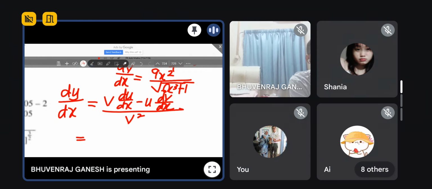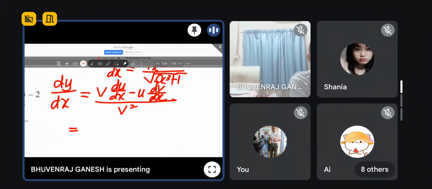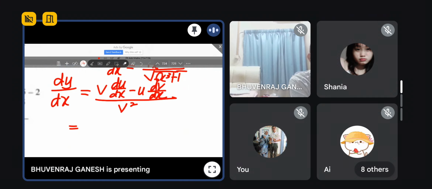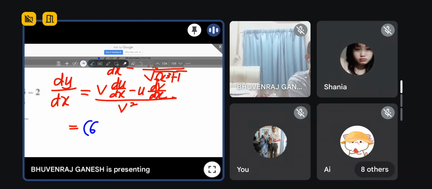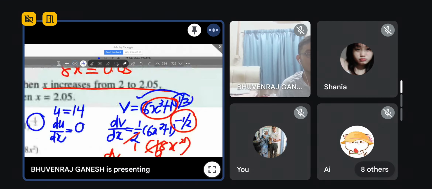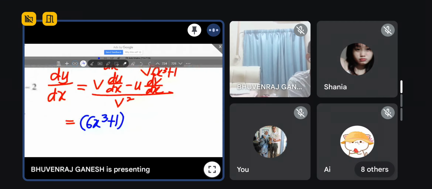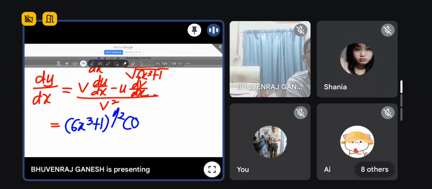Okay, so your V value, you can substitute now. 6x cubed plus 1. So V is, okay, maybe I change color. Guys, when I use red color, is it a bit straining for your eyes? I think yes, right? Good, because some people say red color is a bit straining for their eyes. Power half, and then du dx. du dx is 0.